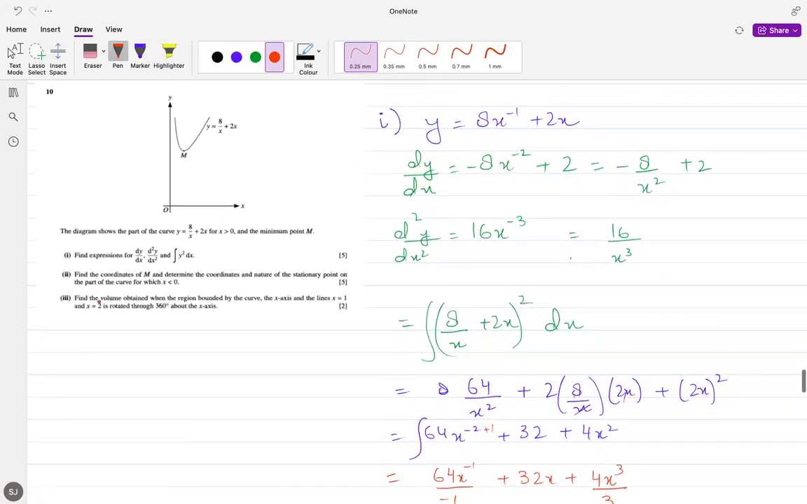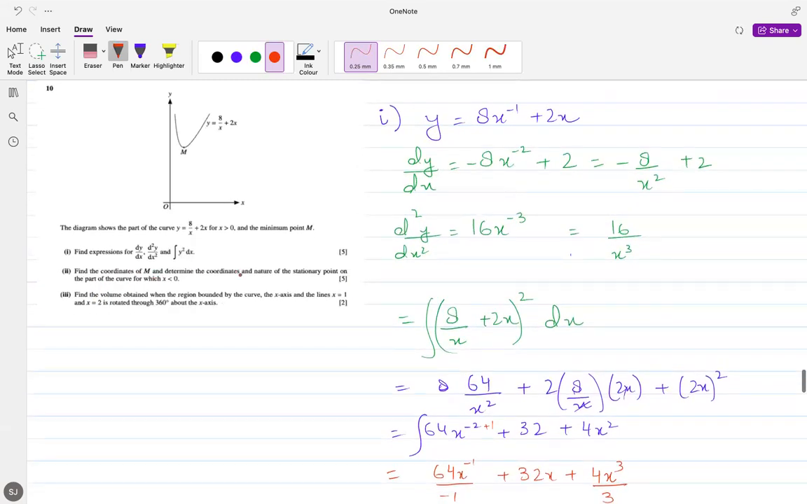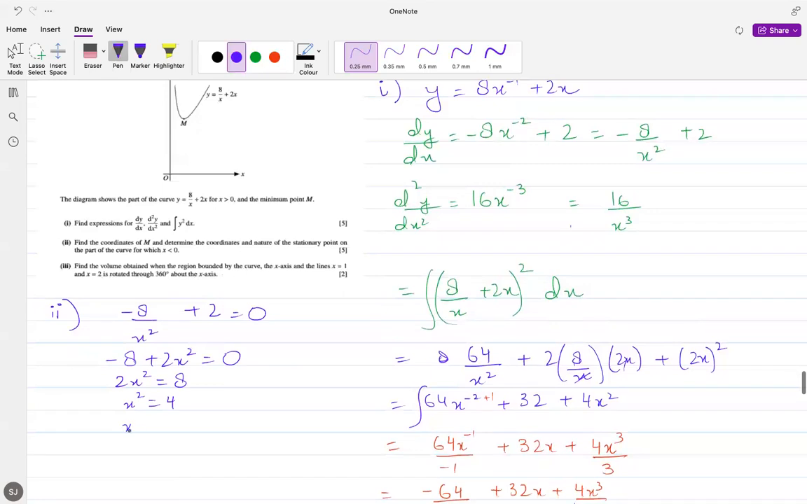Now in the second part, it is asking us to find the coordinates of M and determine the nature of the stationary points. Now, as M is a minimum point, it means that dy/dx will be equal to 0. So in part 2, we'll put the dy/dx that we had in our first part. So dy/dx was minus 8 upon x squared plus 2 equals 0. Taking the LCM, we'll get minus 8 plus 2x squared equals 0. We'll write it as 2x squared equals 8, or x squared equals 4. Taking the square root, we'll get the values of x as plus minus 2.